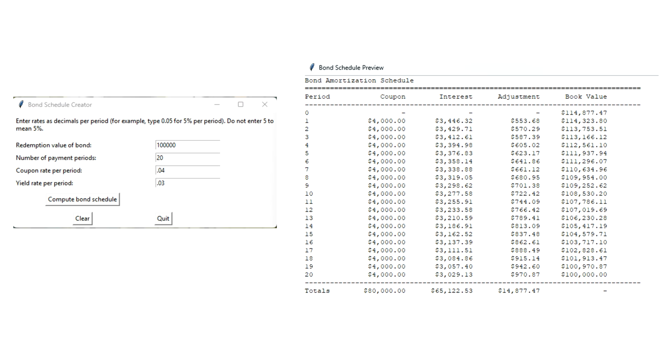So this is the user interface to the program I mentioned. It's called Bond Schedule Creator, and it's pretty simple. You put in the redemption value, 100,000 in our case. The number of periods was 20 in our case, and then we had the coupon rate 0.04, the yield 0.03, and then you click this button, and it'll show you the schedule, which is what we were just looking at on the previous slide. It'll actually pop up on your screen, and you'll see this here.